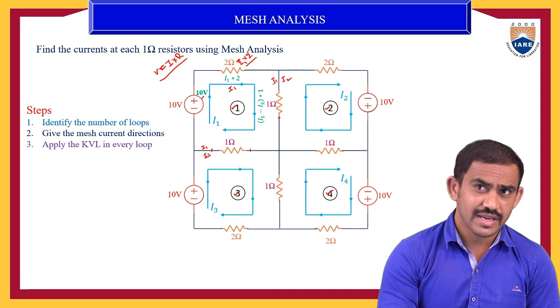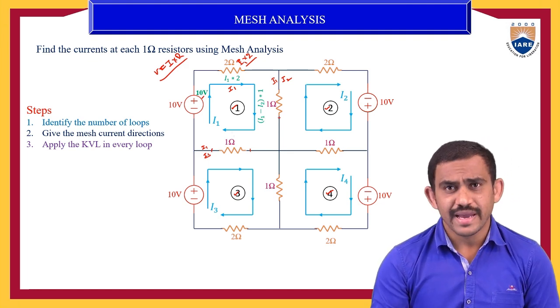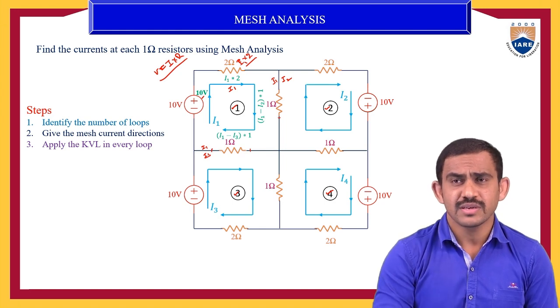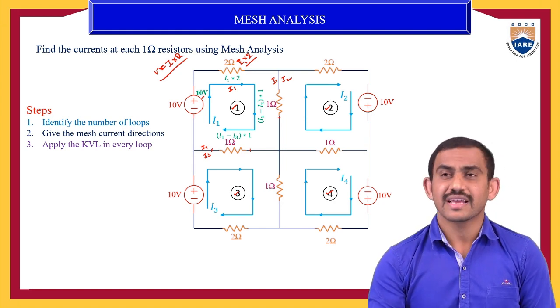So I need to follow loop 1 current. That means I1 minus I3 into 1. So in this first loop, we have some voltage drop at different elements. Next, go to loop 2.